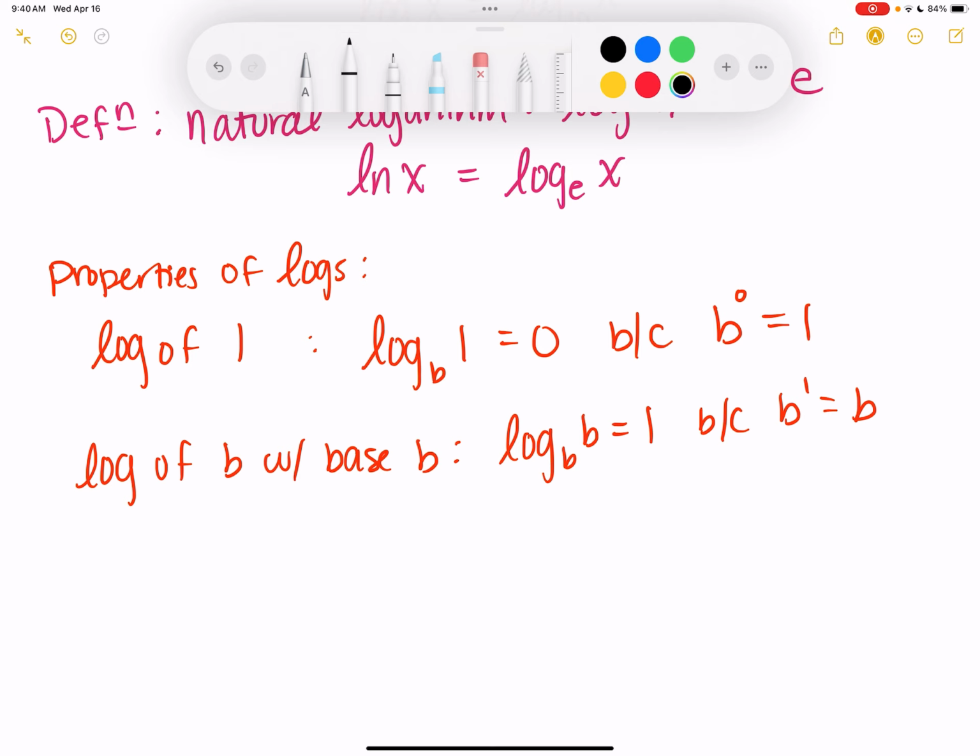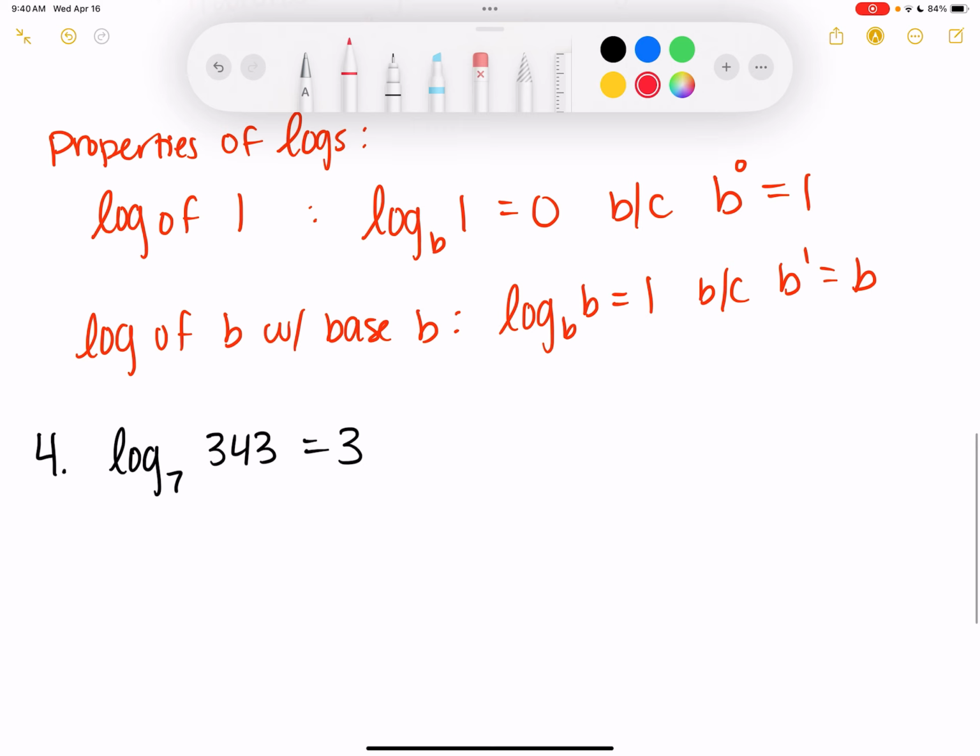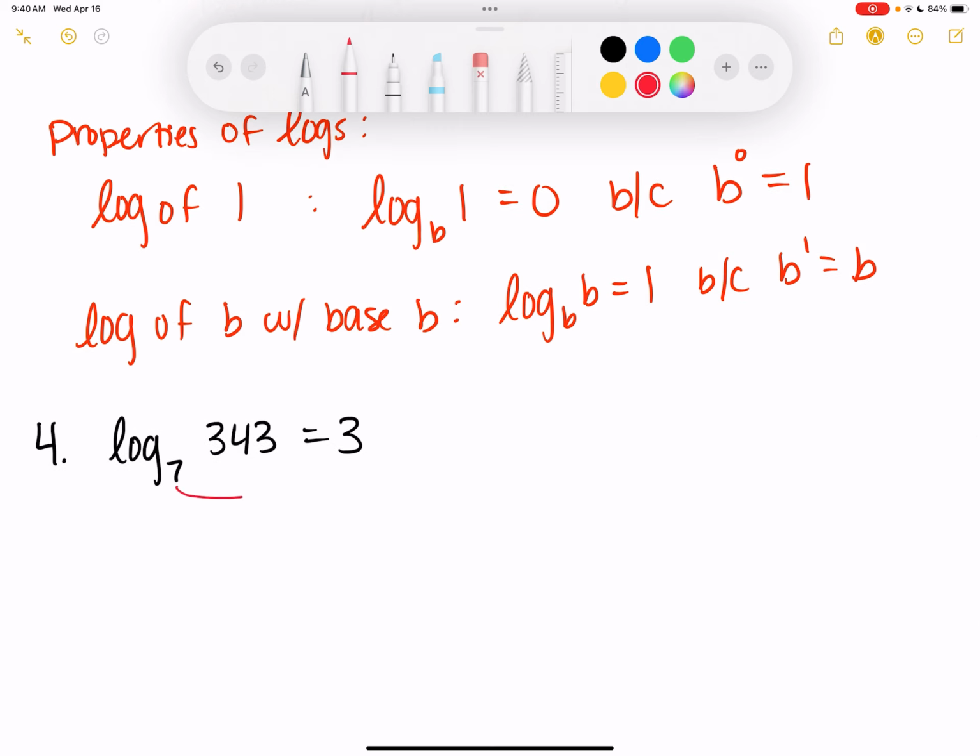Rewrite the equation in exponential form. So number 4: log base 7 of 343 equals 3. And they want us to rewrite this as an exponential. So log to an exponential, I make an E. So I start here and loop around. So 7 to the third equals 343, which is true.